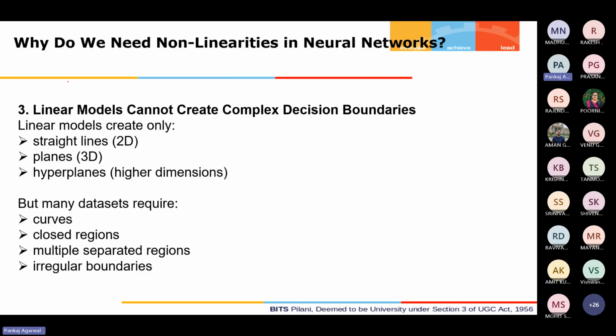Similarly, another aspect is that linear models cannot create complex decision boundaries. Linear models can create these things, but many data sets might require curves, closed regions, multiple separate regions, irregular boundaries.